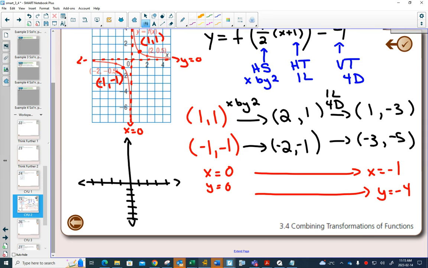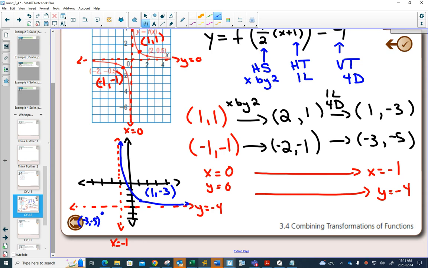So first thing I'm going to do here is draw my asymptotes. I have a vertical asymptote now at x equals -1 and a horizontal one at y equals -4. I'll label my points. I have a point at 1, -3. Draw the dot and label it, and a point at -3, -5. And I have enough information to draw my graph towards the asymptotes with the right shape.